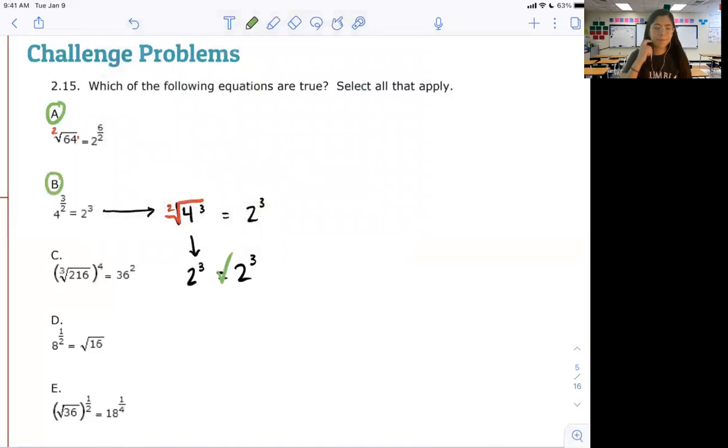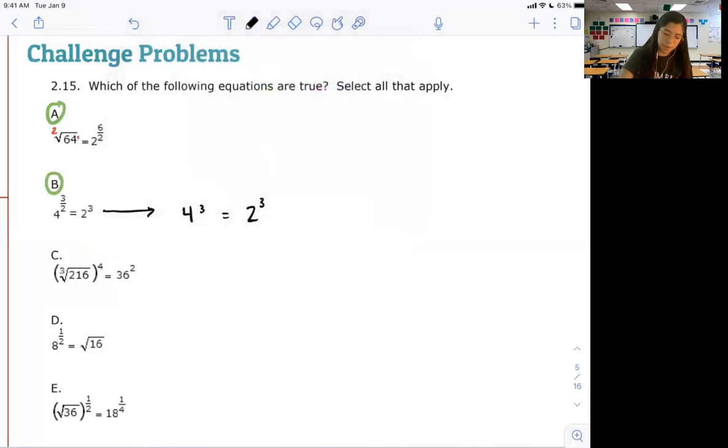How did you do it? I just solved it. I did 4 to the power of 3, gave me 64. And we all know that the square root of 64 equals 8, then 2 to the power of 3 equals 8. Good. That's a completely valid way to do it as well. The way you did it also works.